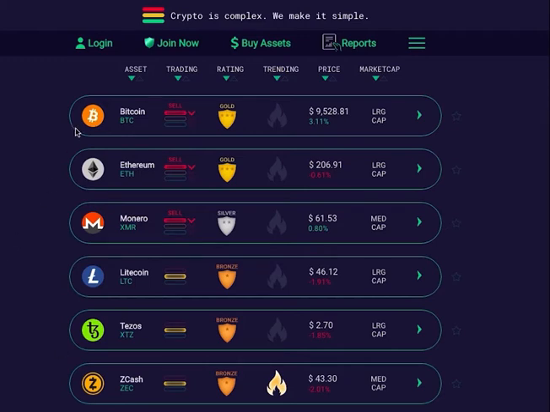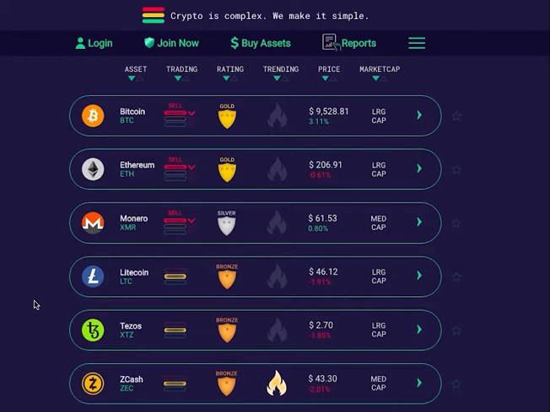So as you can see, we have the Bitcoin logo, name and ticker symbol, and then we get into CryptoEQ's 3 market signals, with the first being our trading or technical analysis, our ratings or fundamental analysis, and trending or sentiment analysis, as well as the real-time price action, the 24-hour price change, and a market cap indicator.